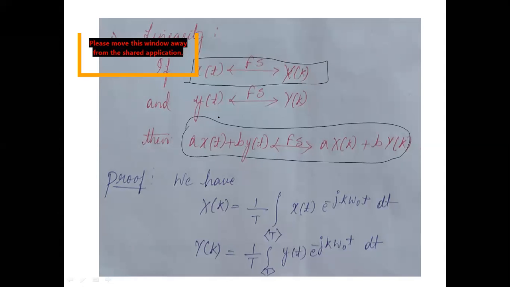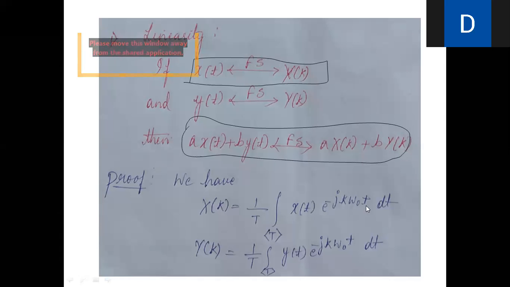That means in the time domain, if I add these two signals x of t and y of t, correspondingly in the frequency domain, their Fourier series coefficients X of k and Y of k will get added. Similarly, if x of t is scaled by a factor of a, its corresponding Fourier series coefficient X of k will also be scaled by the same quantity, and if y of t is scaled by b, its corresponding Fourier coefficient Y of k will also get scaled by b. So this is the linearity property. Let us see the proof of that.